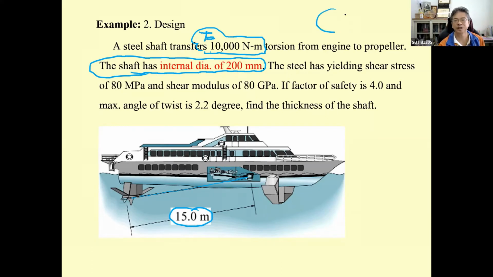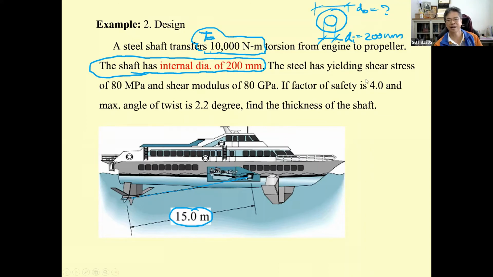So the shaft is going to be something like this, and this is going to be D sub I of 200 millimeter. The outer diameter here is going to be D sub O. We are going to find the D sub O.